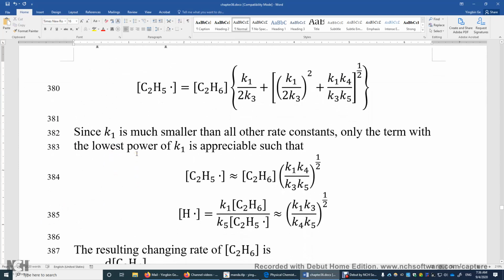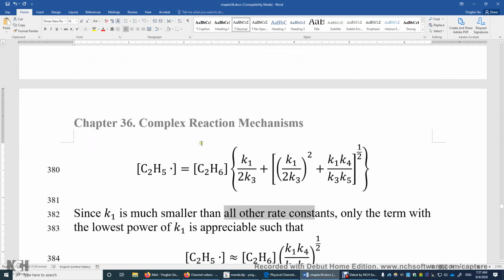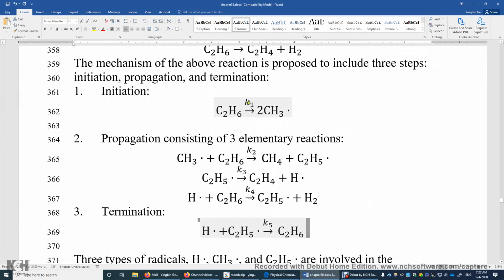Now we assume K1 is much smaller than all other rate constants, this is reasonable. Because if you look at K1, in K1 you need to break a carbon-carbon bond. There's just only bond breaking. There's no bond formation. In these 3 steps, you have 1 bond breaking and 1 bond formation. Over here, you need to break a carbon-hydrogen bond, but then you form a carbon-hydrogen bond, right? And over here, although you break a carbon-hydrogen bond, you form a carbon-carbon pi bond.